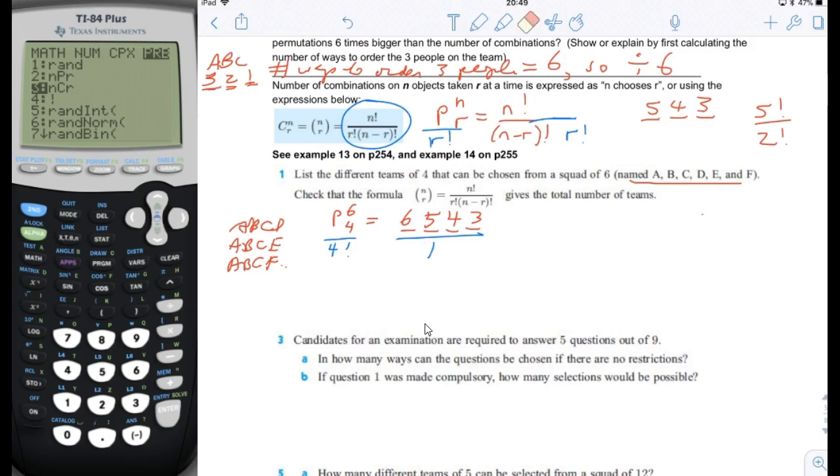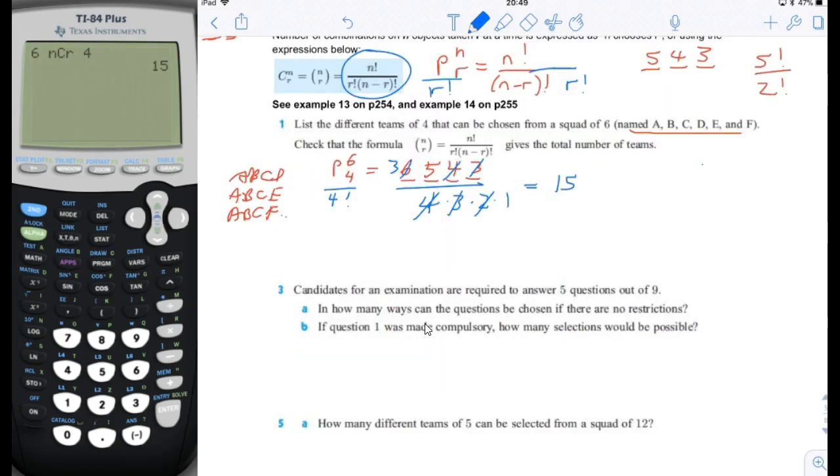First, I'm going to break the 4 factorial into 4 times 3 times 2 times 1. And then once you make this fraction, you can see that there's a lot of canceling that goes on here. Look, I've reduced this to 3 times 5, actually, right? So the number of different teams of 4 that can be chosen from a squad of 6 is actually just 15. I can verify that number with the calculator by doing 6 chooses 4.